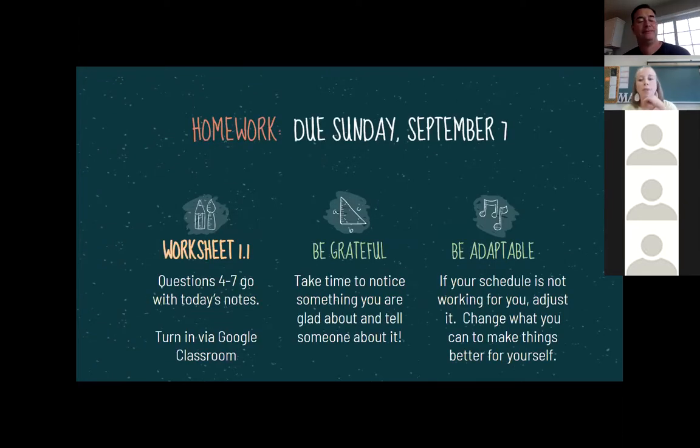Your homework is to finish up worksheet 1.1. It is just questions 4 through 7. They go with today's notes. Be prepared that tomorrow we are going to unlock a quiz for you guys to do. We're calling it a quiz because that's what it's called on Google Classroom. It's an assessment, but it's not like a test. We really just want to know how you guys are doing with this stuff because we need to know if we need to adjust how we are teaching you all. So make sure you guys are doing this work before you get to the quiz tomorrow. Even though it's not due till Sunday, we would really prefer if you got to it now.